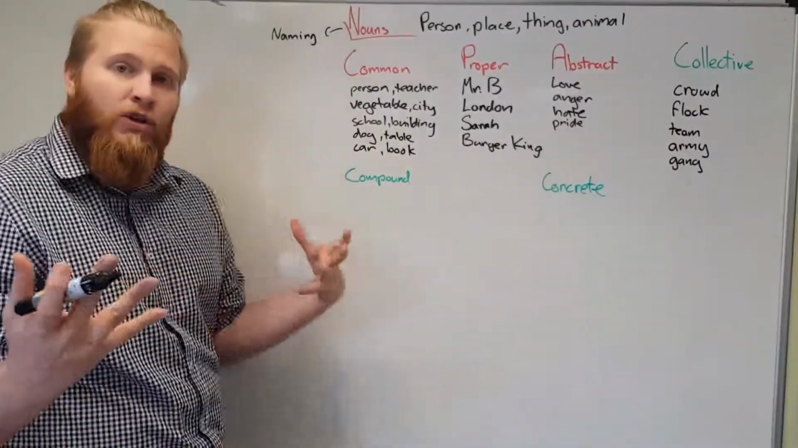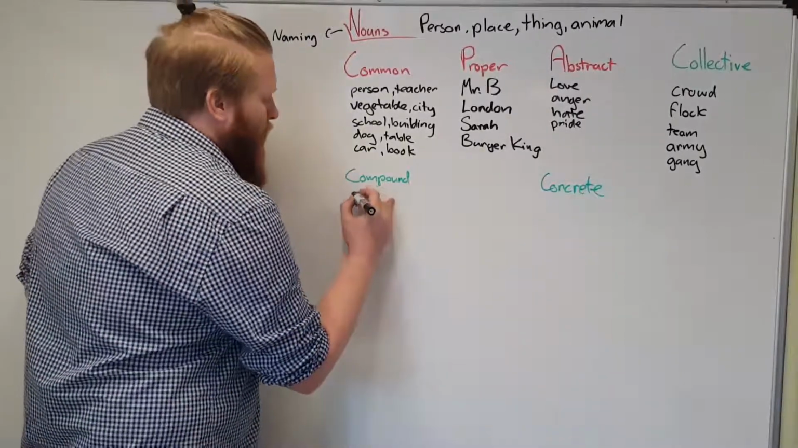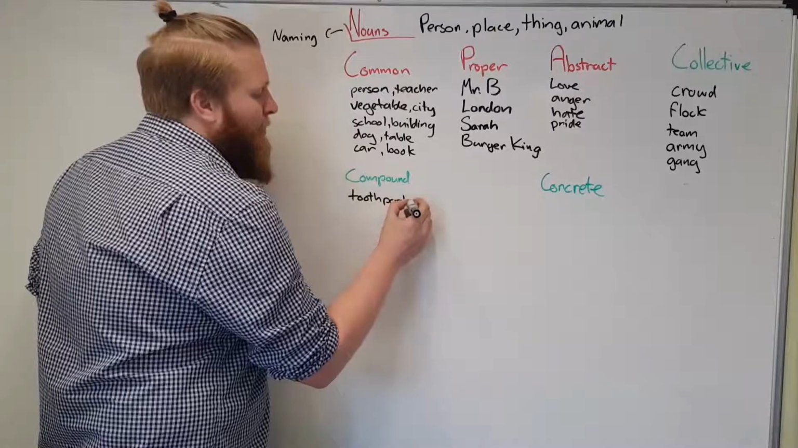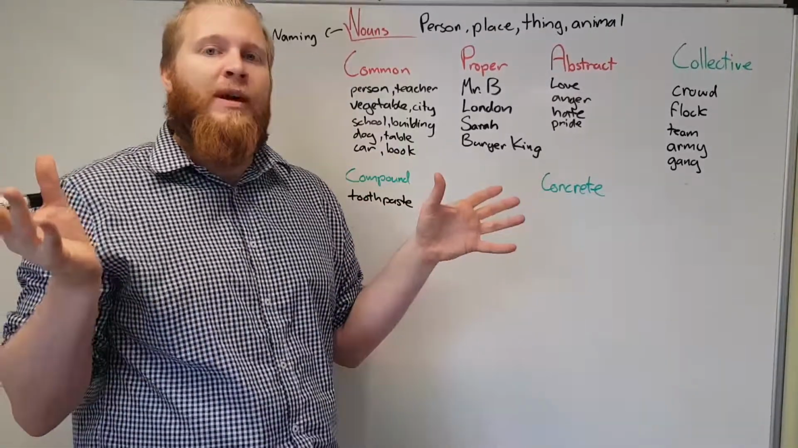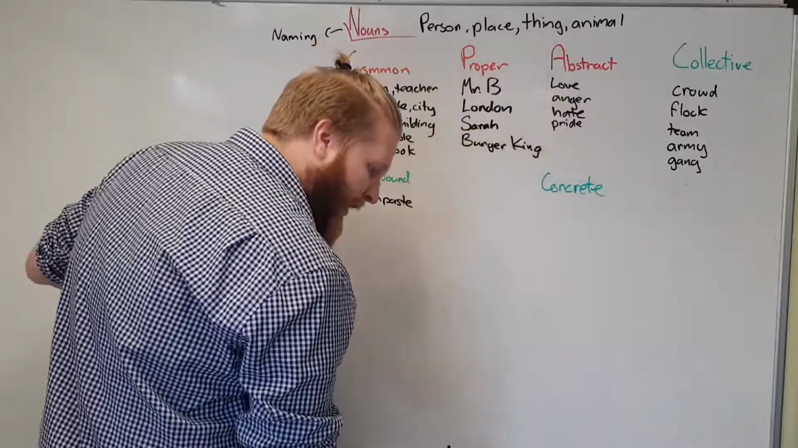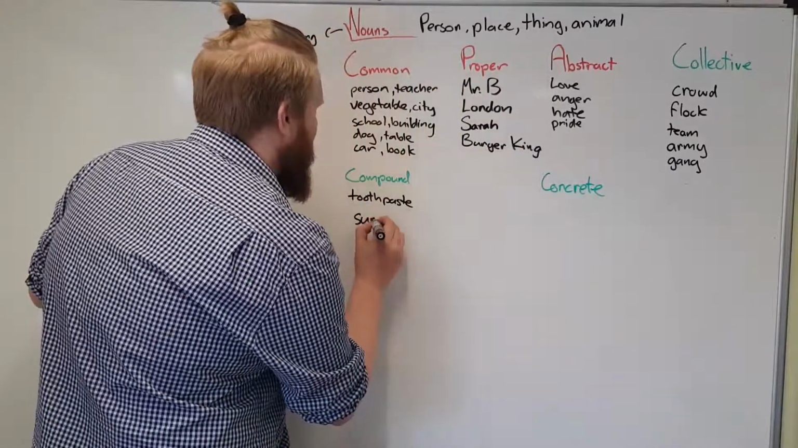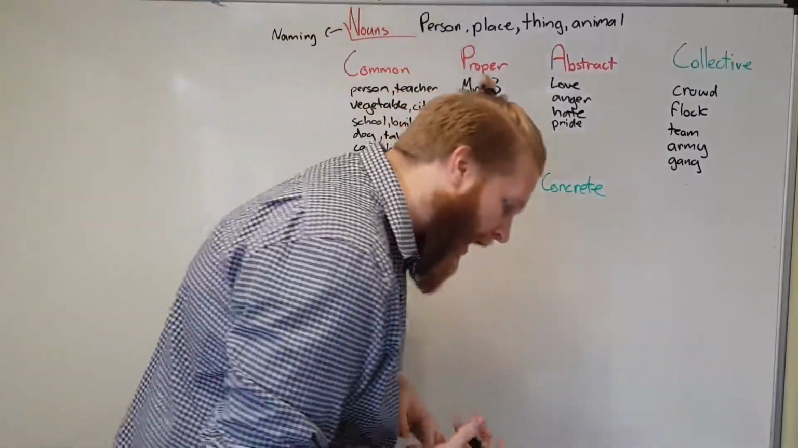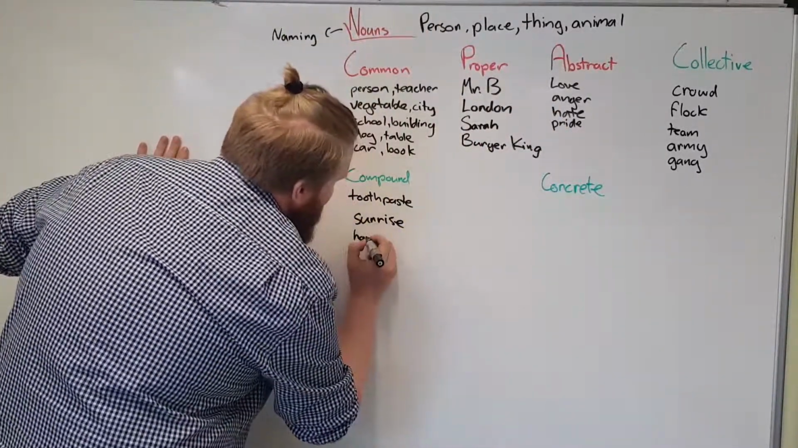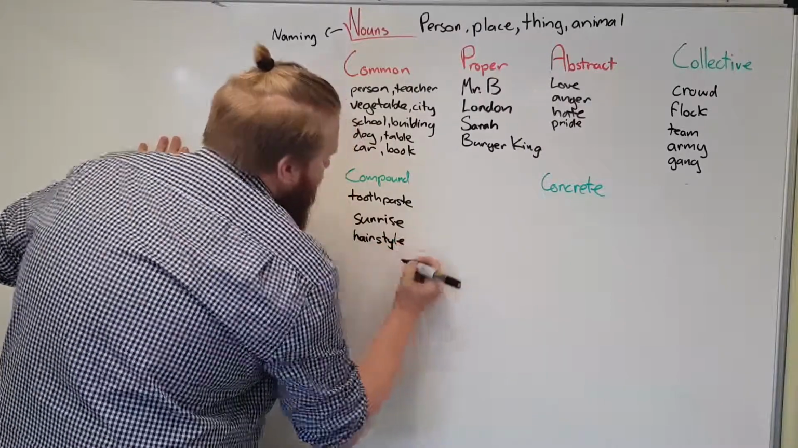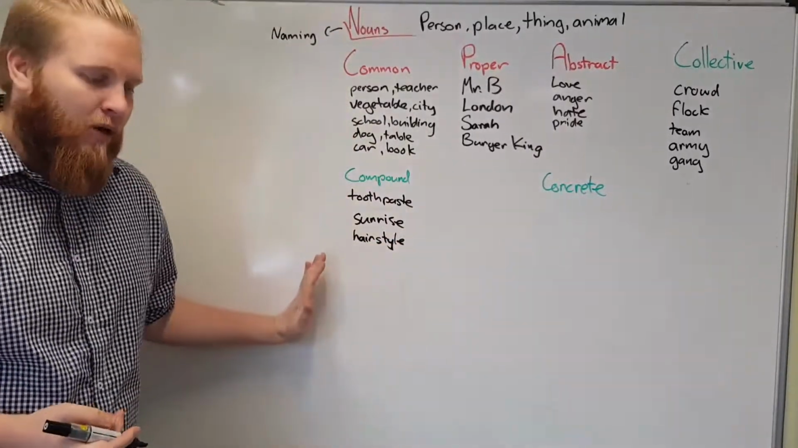Compound noun is when two words come together to mean one thing. So we could have something like toothpaste, okay? Tooth and paste are two separate nouns. You put them together and it's a different thing, okay? So we've got toothpaste, we've got things like sunrise, two words, again, put them together. Hairstyle, okay? Lots of things there that we could keep going on.